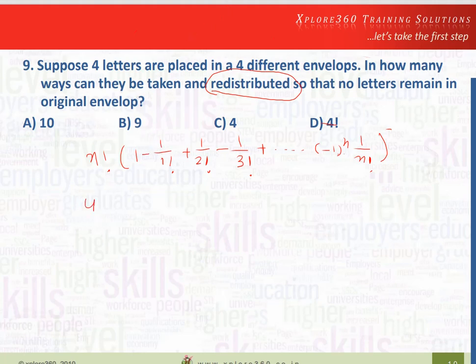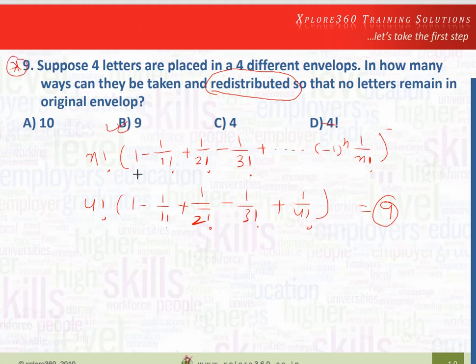So it is going to be 4 factorial into 1 minus 1 by 1 factorial plus 1 by 2 factorial minus 1 by 3 factorial plus 1 by 4 factorial. I put the value n equals 4. So solve this equation and you will get the answer, and the answer is 9. This one is a unique question, right? So please go through this formula and utilize it. If it is going to be 5 letters in 5 envelopes, we will put n equals 5 and use the formula. So a unique question for all of you.